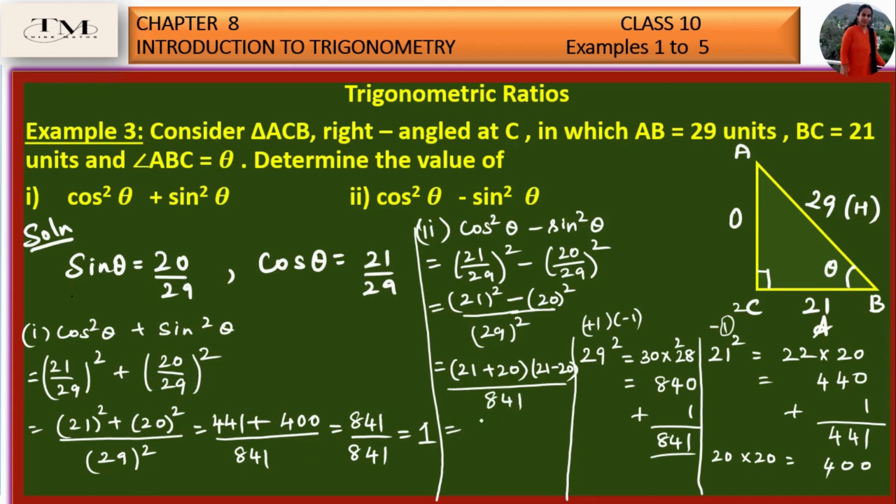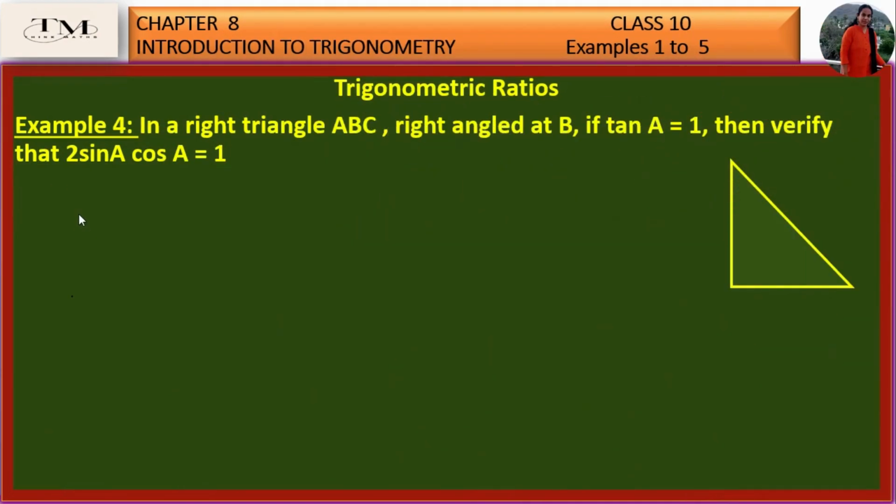So 21 plus 20 is 41. 21 minus 20 is 1. So divided by 841. So 41 into 1 is 41 divided by 841. So this is the answer for the second part. Okay children, I hope you can understand this example. Moving on to the next example in the next page.